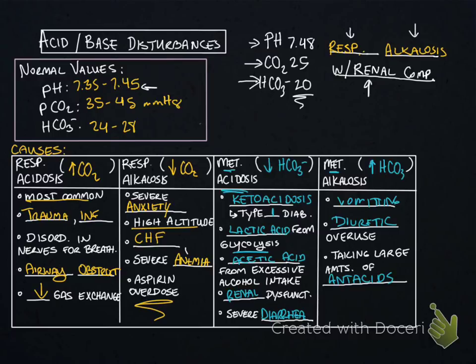You want to do another one? Okay. Let me erase this. Okay. Let's say our pH is again 7.48. CO2 is 55 and bicarbonate is 33. What's the first thing you look at? Your pH. pH says it is an alkalosis. Okay? Now we need that first blank, so we look at our CO2.